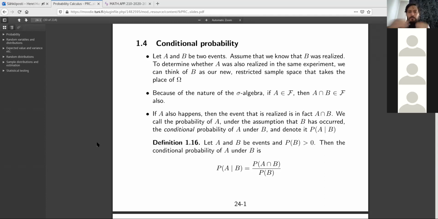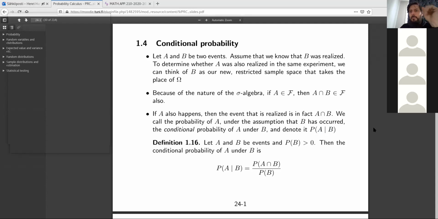So if A also happened, then we know that A intersection B happened, right? We know that B happened, it's this circle here. If A also happened, then we are in this region here. So the conditional probability of A happening under the assumption that B also happened is what we're looking for. It's denoted like this: the probability of A on condition of B.